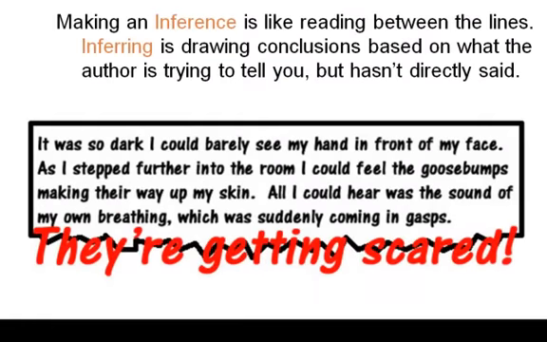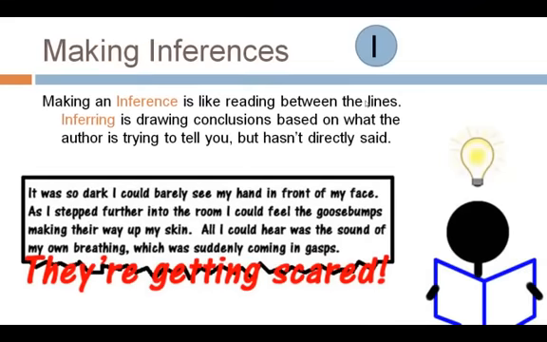If you take a look at this selection from a book, it reads, "It was so dark I could barely see my hand in front of my face. As I stepped further into the room, I could feel the goosebumps making their way up my skin. All I could hear was the sound of my own breathing, which was suddenly coming in gasps." And in red, you see my inference. The author hasn't directly told me, but he used descriptive language to say that they are getting scared. That is what I inferred. Authors often do this. They use descriptive language to get us to infer.